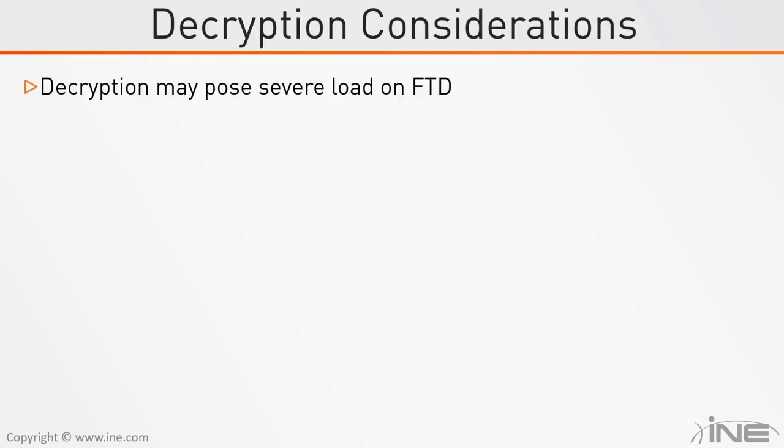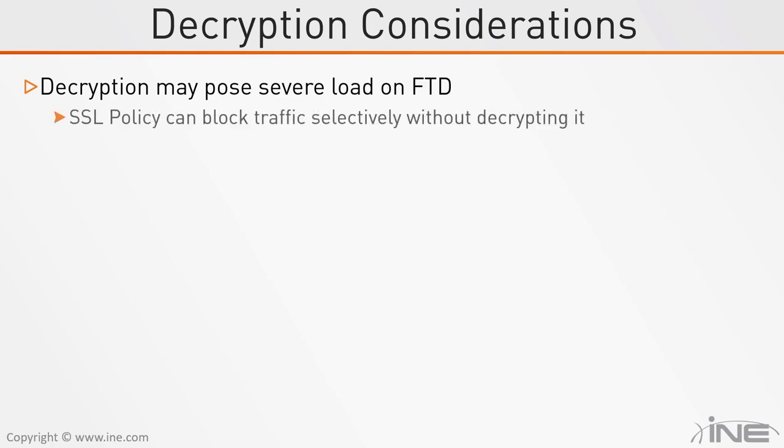A couple of considerations related to the decryption process. In certain cases, decryption may pose a large load on the FTD unit. This, of course, depends on the amount of encrypted traffic that you will want to decrypt. And because of that, in certain cases, you will actually want to block encrypted traffic instead of decrypting it. And there are going to be a few ways we can accomplish this. As I said previously, the actual options are much more flexible than what you could do in the access control policy.